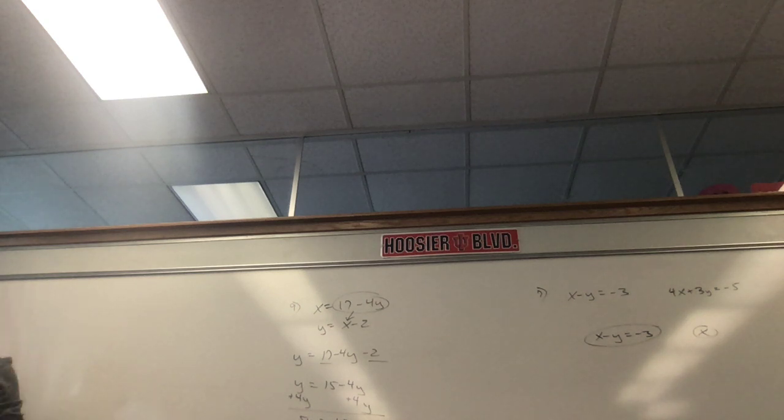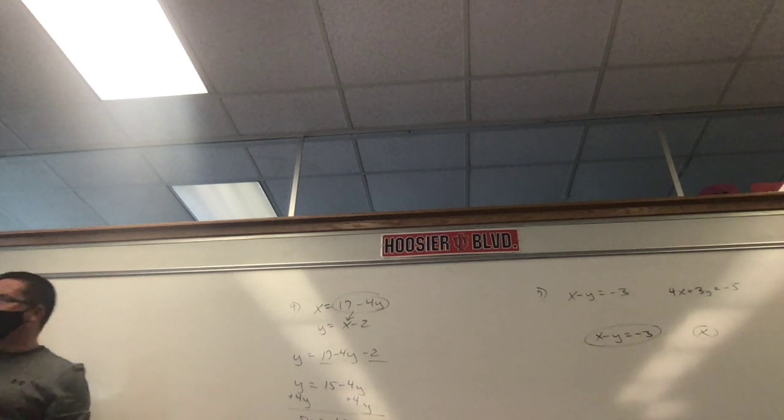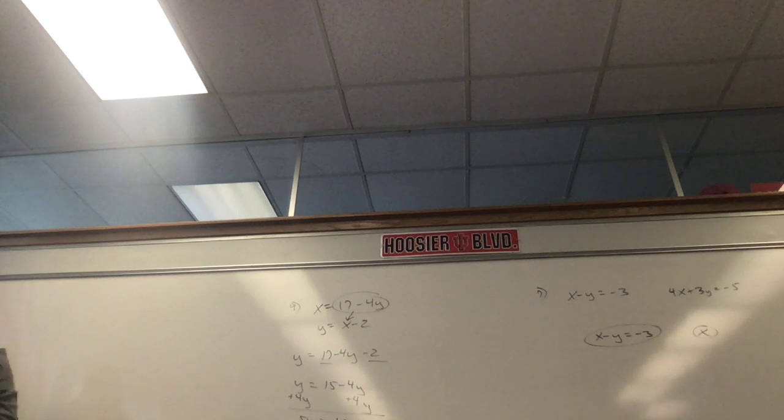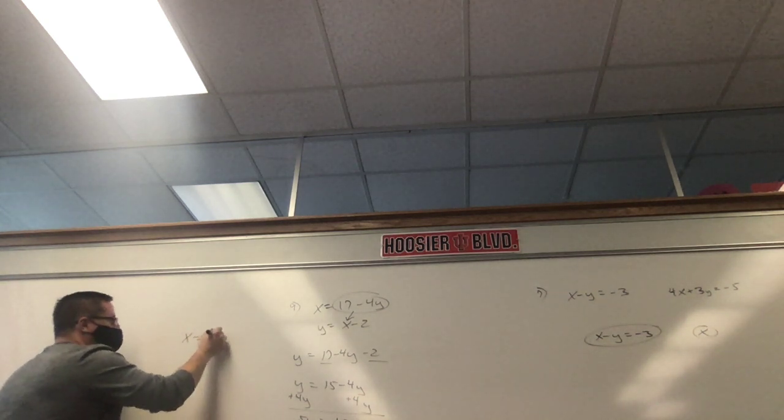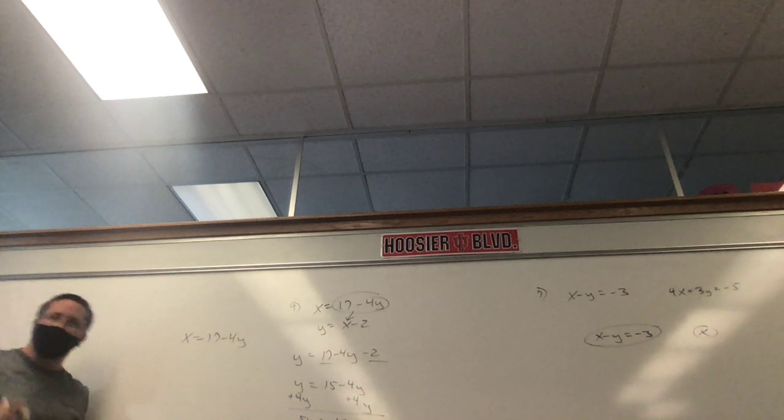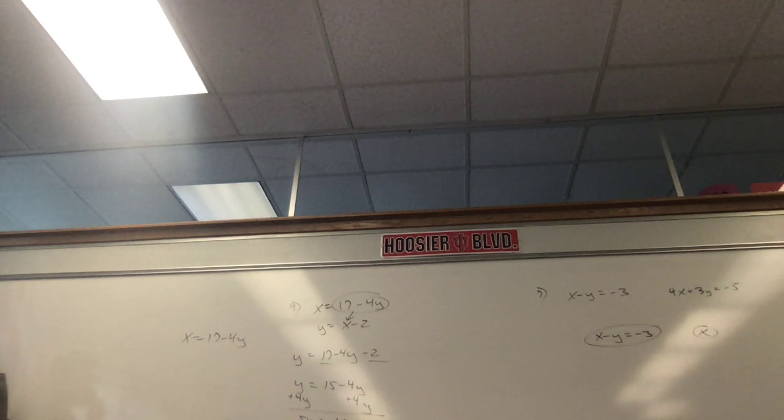He says we need to find x. You guys are both right. He says we got to find x, he says we already found it. We kind of know what x is. What does it say x is? We have the equation, 17 minus 4y. Okay, he says x is 17 minus 4y, and he's not wrong. But I want to know it as an actual number, okay? So how are we going to find out what x is?